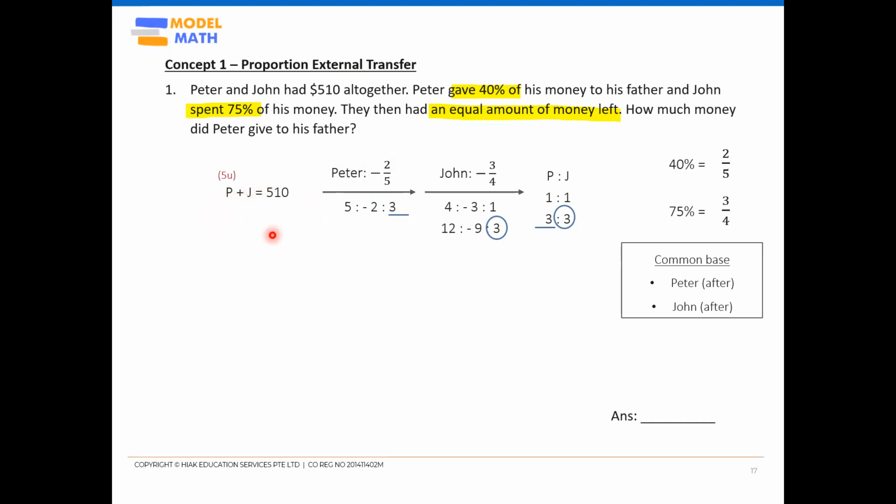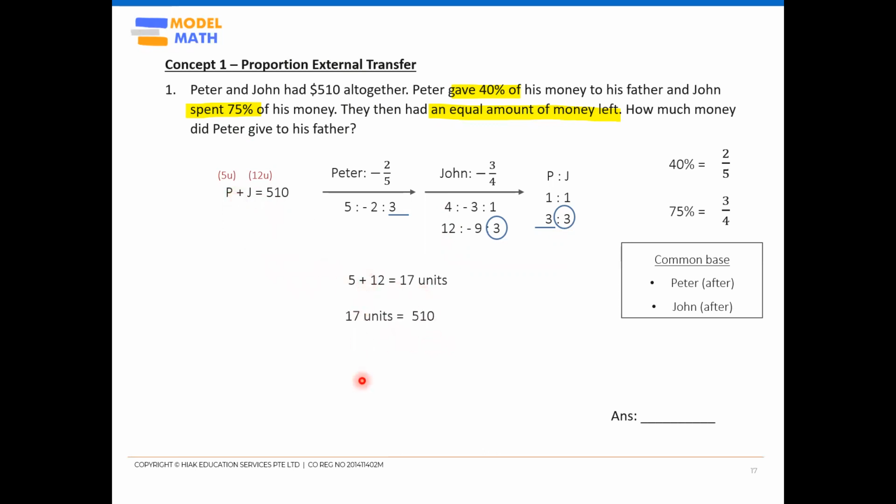So John before, look at John before, this 12, not 4, okay? Use 12 because I've already established all our common bases. We've already common base united these 3 families together. So it doesn't make sense to use back the 4. All right, so John's before is 12, call that down here. And as we can see, a total of 17 units will be my 510.